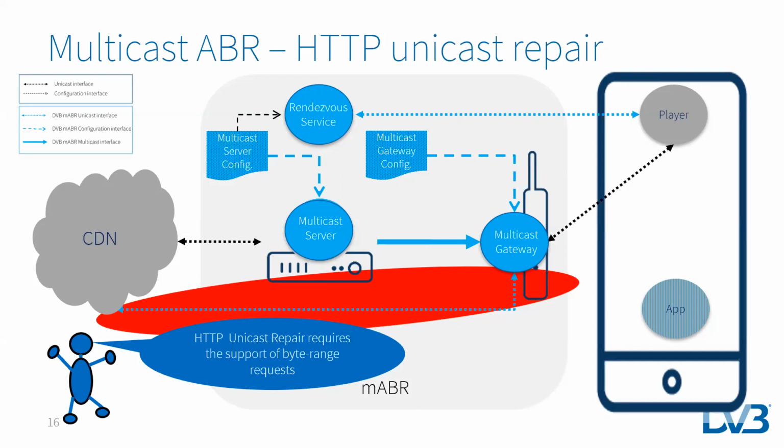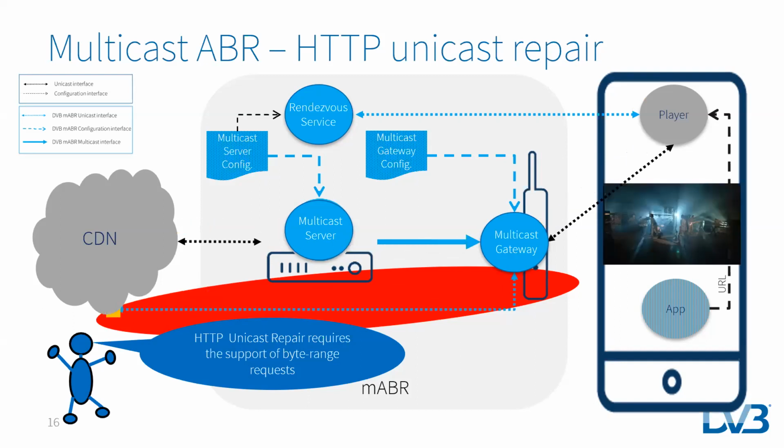As usual, the multicast server gets its content, broadcasts its content, and you can see that when the multicast server sends its contents, there are white spaces, white blocks. These are parts that the multicast gateway needs to repair. So the multicast gateway will send a request to the CDNs to get the missing bytes. And once the segment is completed, the multicast gateway can forward it to the player, right?